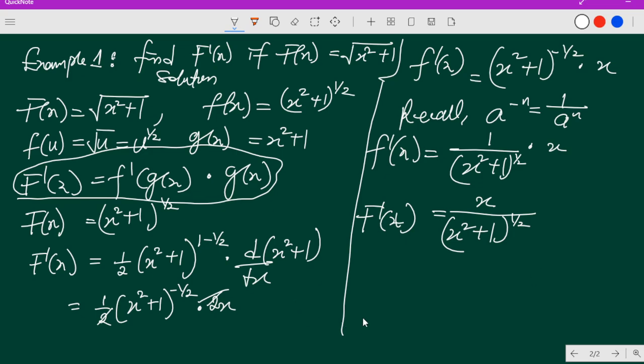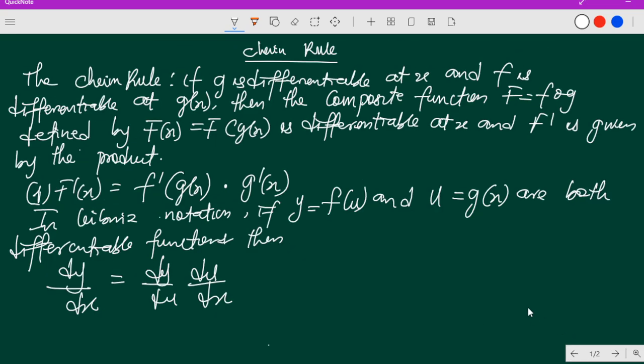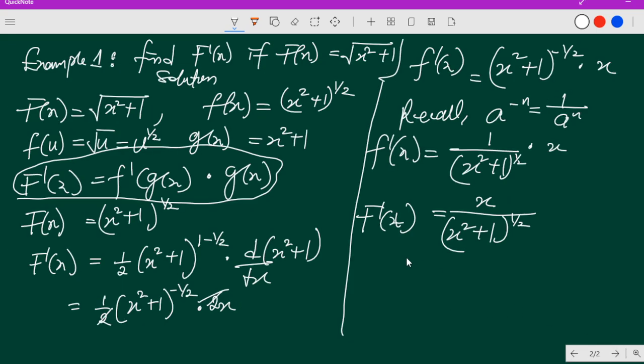Now, in Leibniz notation, he said if y is f of u and u is g of s are both differentiable functions, then dy dx is equal to dy du times du dx, meaning that they multiply. So now, let's apply the second method in the question. Second method.